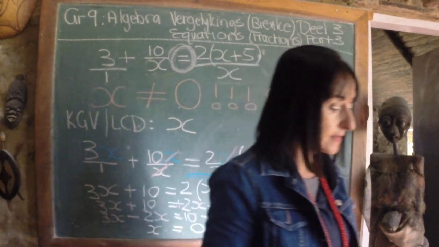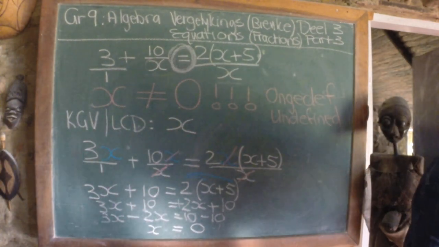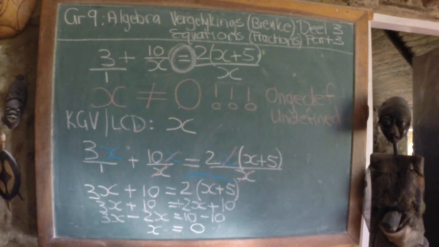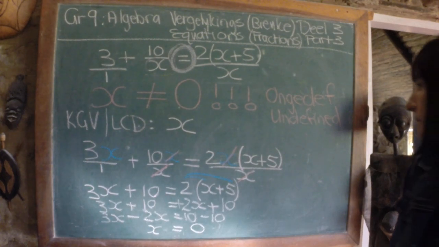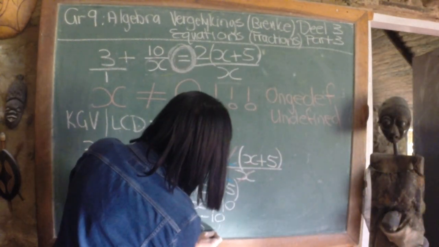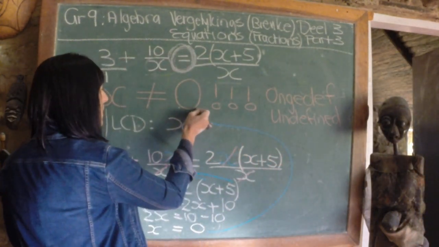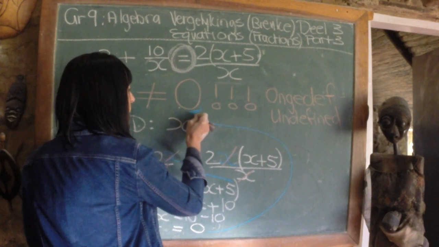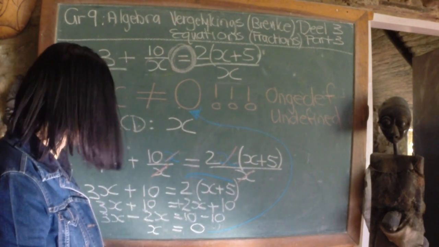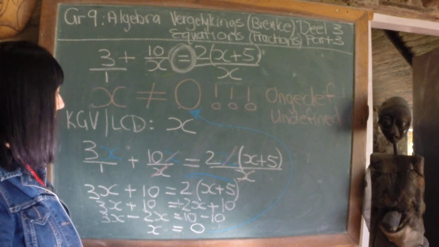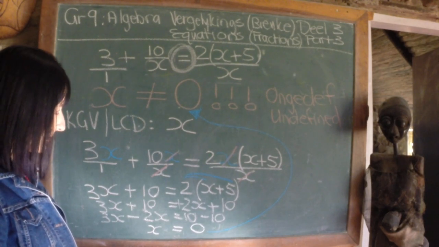Grade 9s, can you see my problem? My very, very big problem. Can you remember that we've written this at the beginning? Kan julle onthou ons het dit aan die begin gaan skryf? X mag nie 0 wees nie.